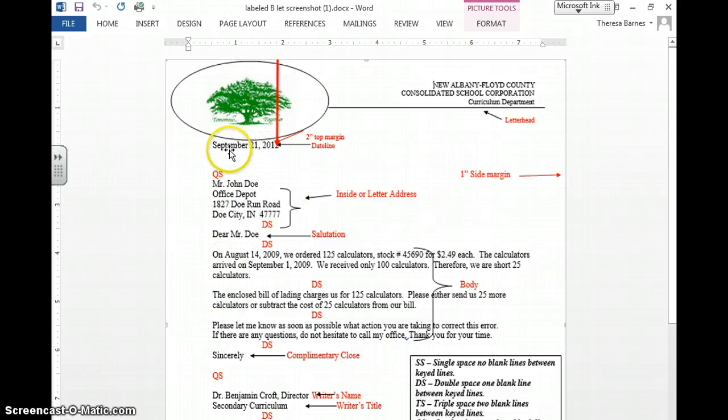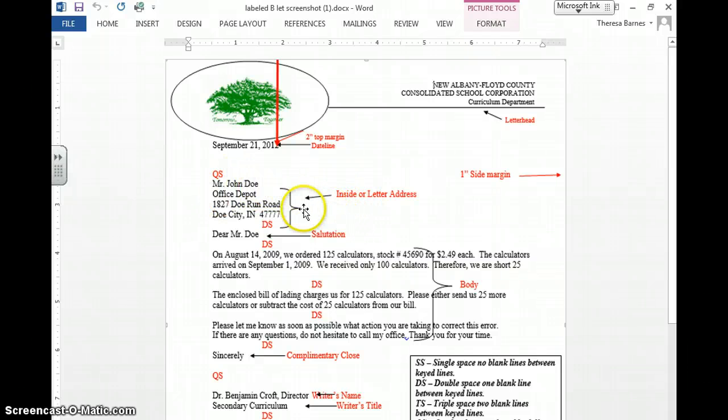The next part of a business letter is the date line. The date line goes at the 2-inch top margin. The date line has the month spelled out, space, followed by the day with a comma, space, and the year. After the date line, you quadruple space. And if you remember, quadruple space means 3 blank lines between typed lines.